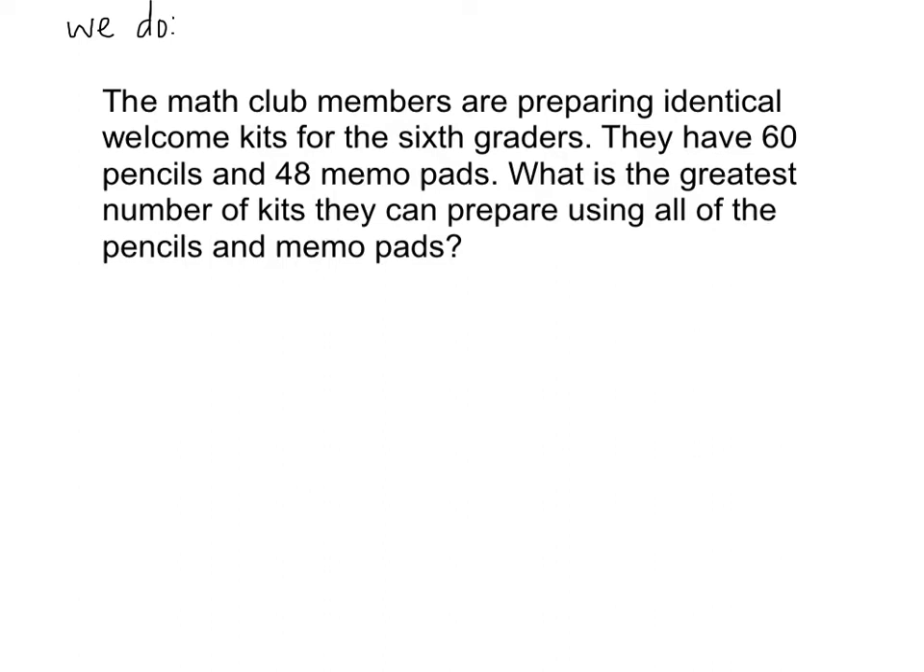So again, this is a type of question where we're going to look for the greatest common factor. That's the tool we would use to figure out how we can make sure that everybody gets the same amount of all of the items. So we have 60 pencils. I'm going to put pencils.